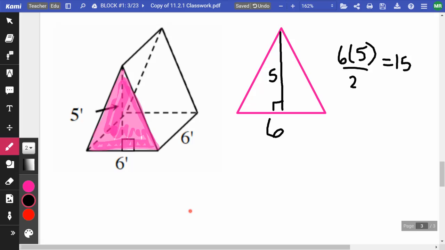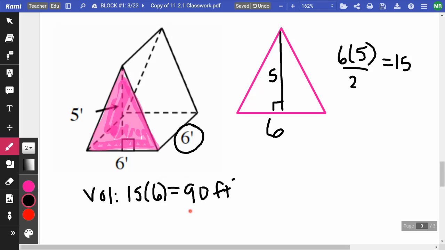Now I'm going to times that by the height, and the height of this prism is 6. So my volume is going to be 15, which is the area of the triangle, times the height 6, and I get 90 square feet. Okay, and that is my volume.